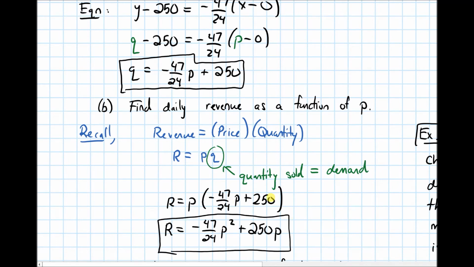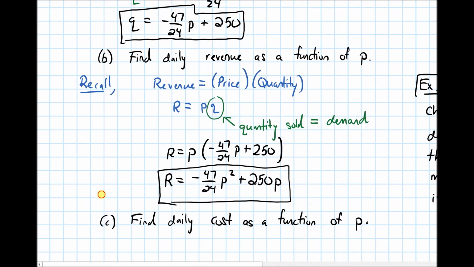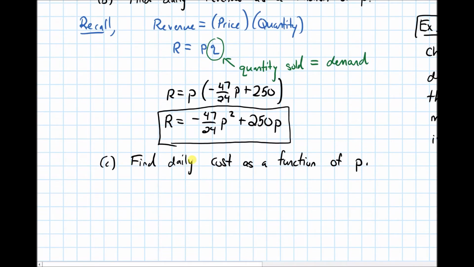If we wanted to stop at the previous line in this factored form, we could. There wouldn't be anything wrong with that, because that would still be a perfectly okay line where you had revenue in terms of just the variable P. Okay. All right, so that's part B. Let's do the next part of this problem. Okay, now C. Let's find the daily cost as a function of P.